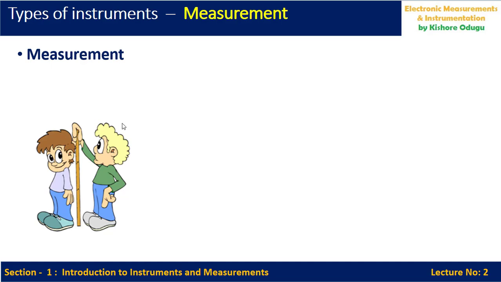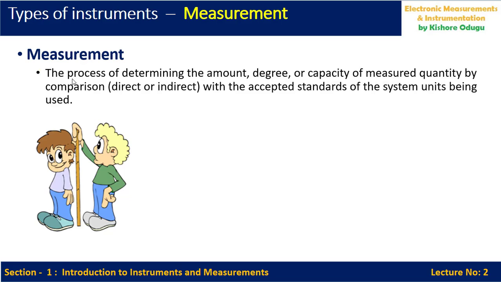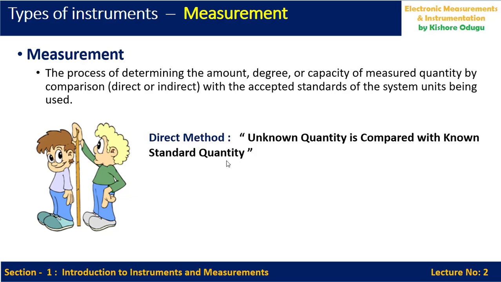This type of thing we call a measurement. In a definition, it is the process of determining the amount, degree or capacity of a measured quantity by comparison, as we did here, with an accepted standard system of units, like the scale being used. So the process of determining how much the measured value is, that's it. We have different ways of doing it.